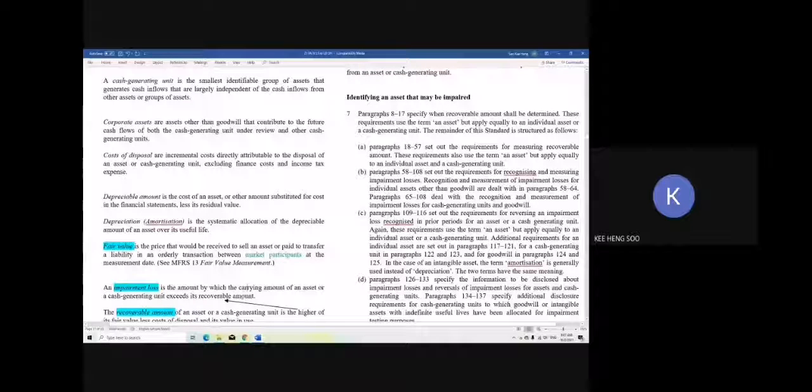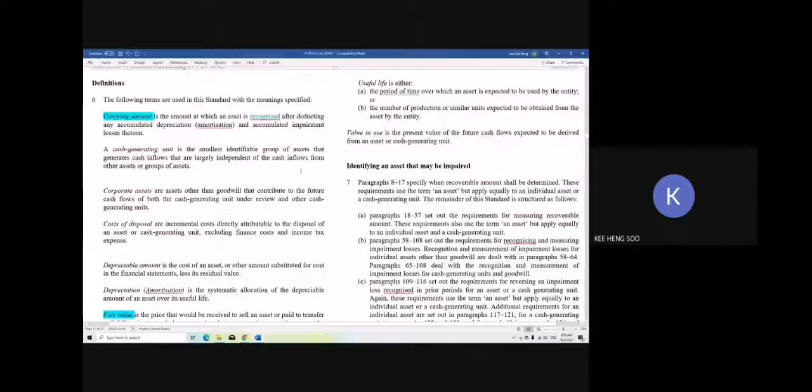Impairment loss is when the carrying amount is more than the recoverable amount. And for recoverable amount, you got two, and we choose the higher figure: the higher of the fair value and also the value in use. So these are the few definitions that are very important that you need to know.